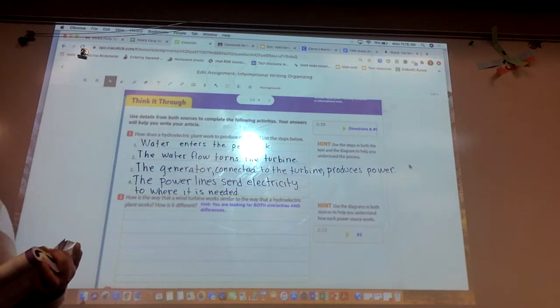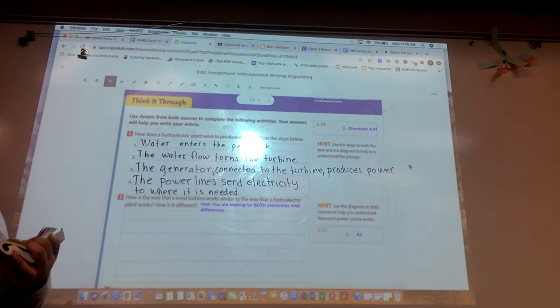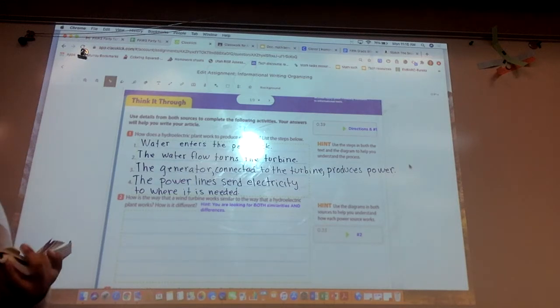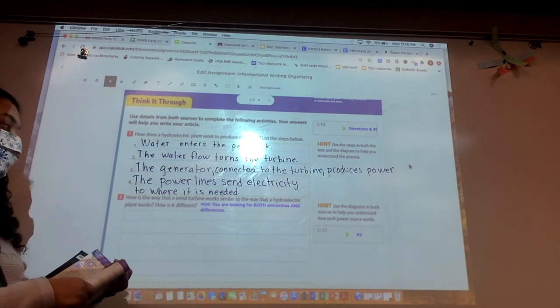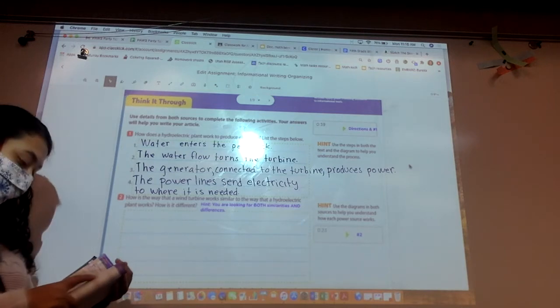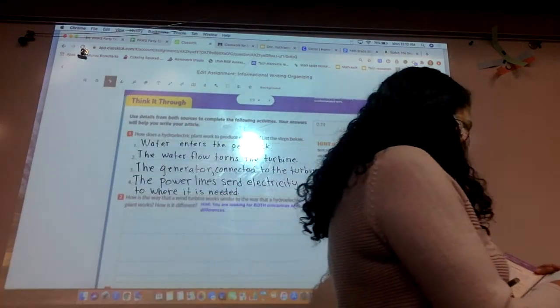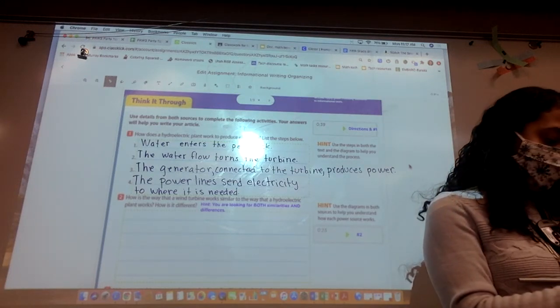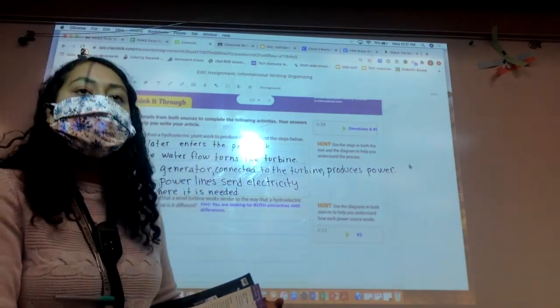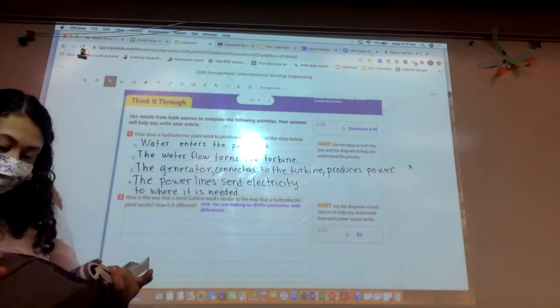So we're comparing 2 things, okay? We're comparing and then contrasting. One is using water and one is using wind. They're both environmentally friendly. Okay. They're both environmentally friendly. What else? Let's think about how they're built. How are they the same?